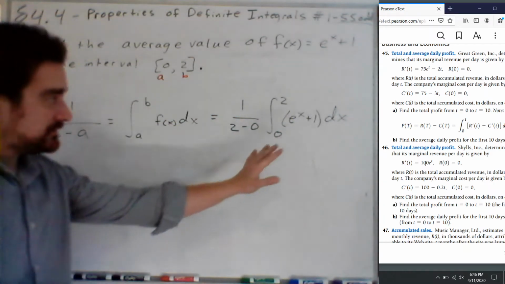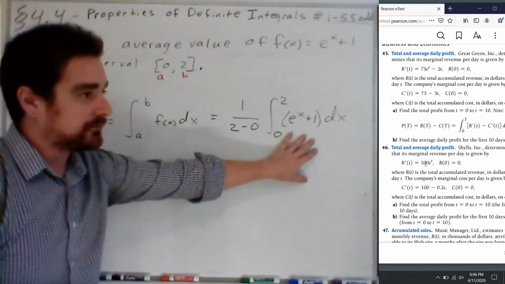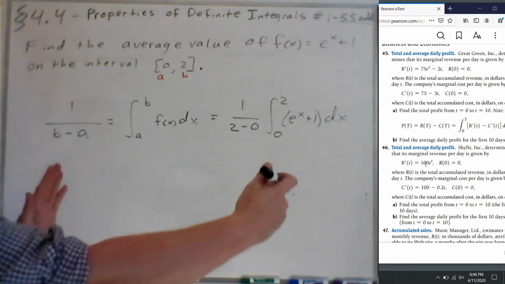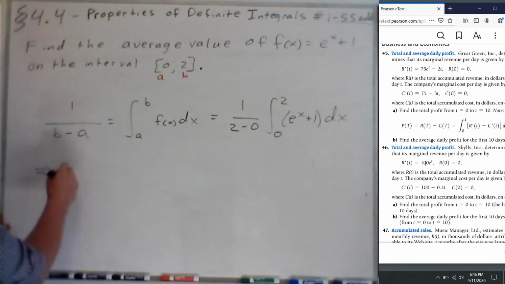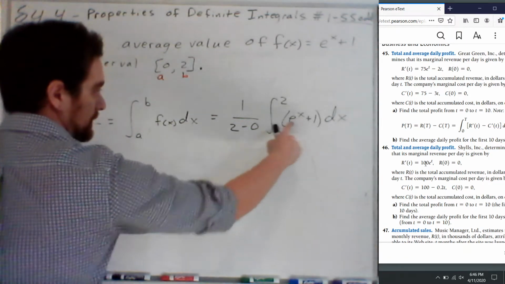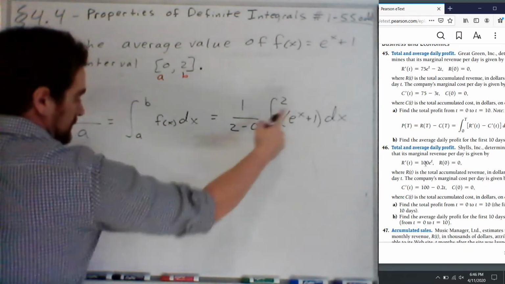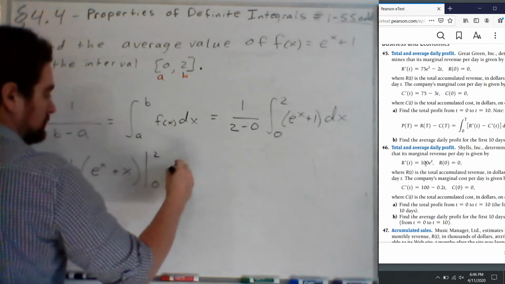So again, if I just integrate this, I get what represents the area under the curve. I get the value of the integral, but then by dividing by the length of the interval, I get the average value that this function takes on. So it's 1/2 times, now I need to integrate this, but the integral of e to the x is e to the x plus, I integrate 1, I get x. I need to evaluate that from 0 to 2.